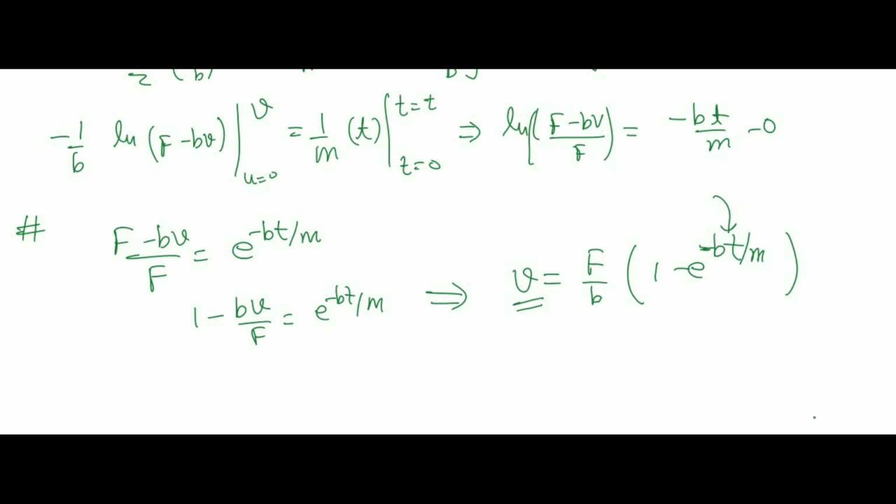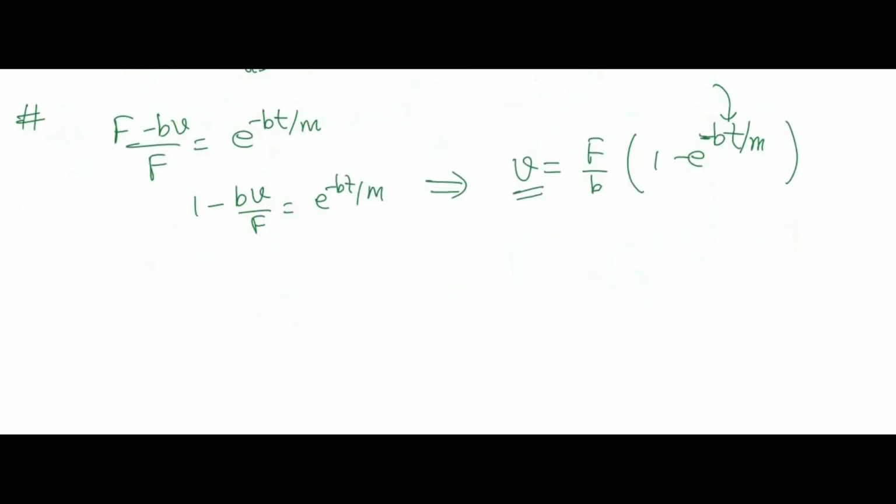Here it is a part of discussion. So let us discuss the solution. We have found the solution as v is equal to F by b times (1 minus e raised to the power minus bt by m).